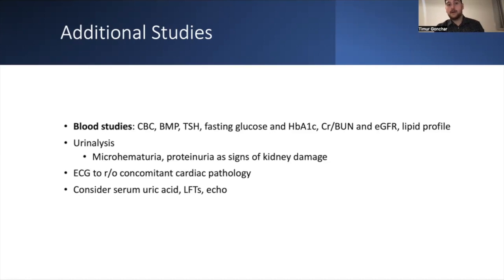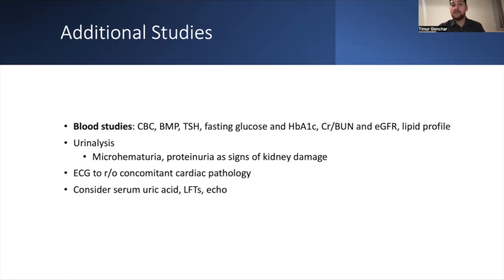You're gonna measure patients' glucose and HbA1c to make sure that they don't have diabetes, which is also a very important cardiovascular risk factor. You're gonna assess their kidney function with measuring creatinine, BUN, and GFR, and you're also gonna look at their lipid profile to exclude hypercholesterolemia in order to properly treat this patient.